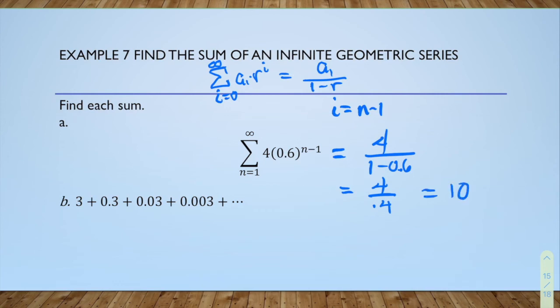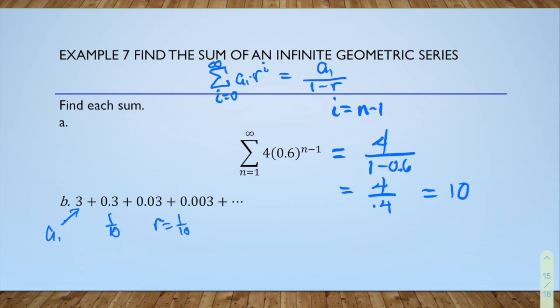So as we're getting into part B, I'm wanting you to notice that the first term is 3. That's your a sub 1. Now, we're taking a sub 1 and multiplying that by 1/10 to get 0.3, and then 1/10 squared to get 0.03, and so on. So r is then 1/10.